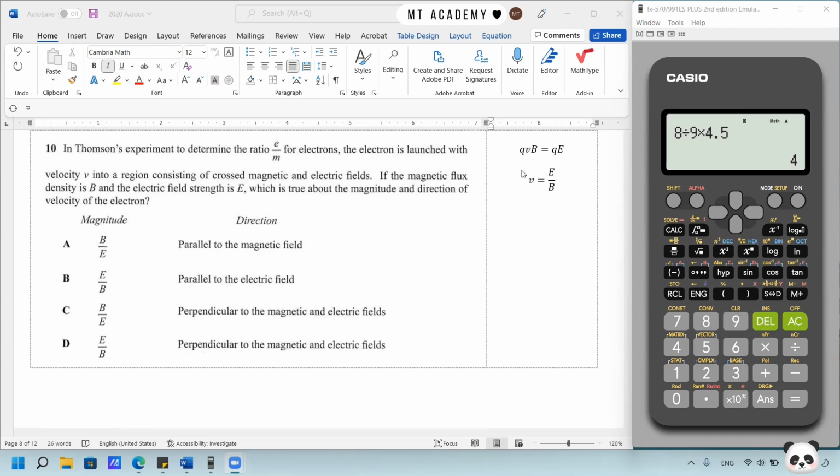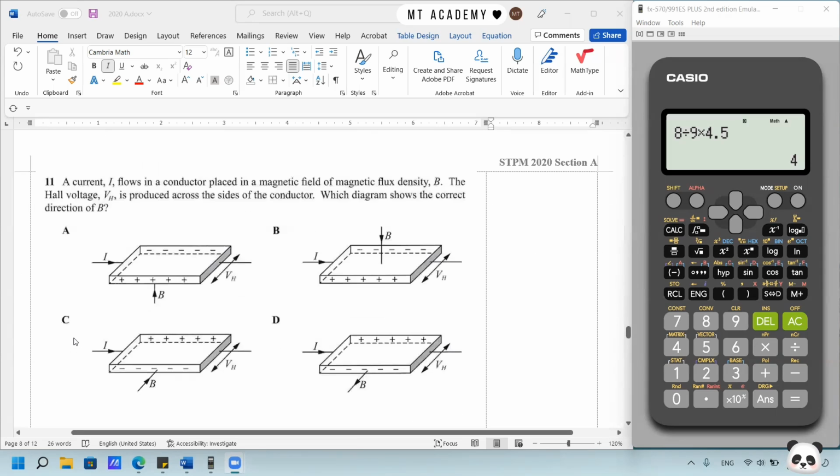And then we also learned that in the velocity selector, if the electron is able to move in a straight line, it means that the magnetic force, qvB, is equal to the electrostatic force, qE. And from here, we can obtain the expression for the velocity, which is the ratio of the electric field strength to the magnetic flux density. So the answer is D. Now we proceed to the next question.